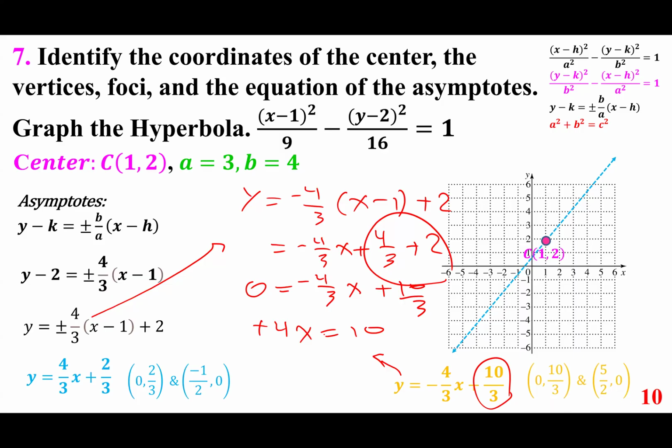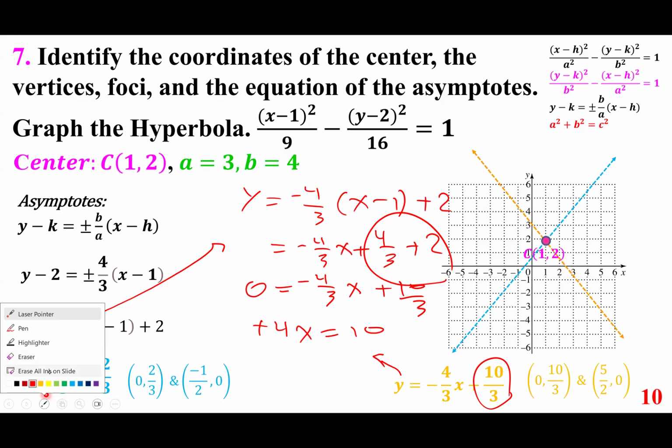So we have those. That means 10/3 is 3 and 1/3, so a little bit above 3. 5/2 means 2.5, somewhere there. And that's your second asymptote. It's very straightforward, everybody. So I'm going to erase my work because I need this space.